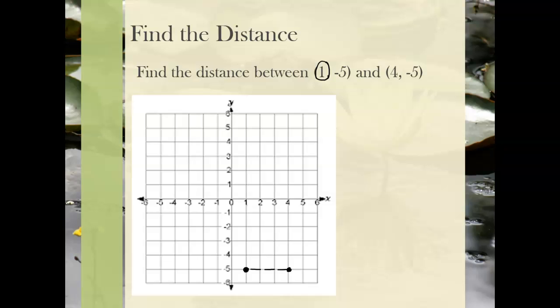I like to start with the larger value first. So first we would have the absolute value of 4 minus the absolute value of 1. 4 minus 1 equals 3. The distance between these points is 3 units.